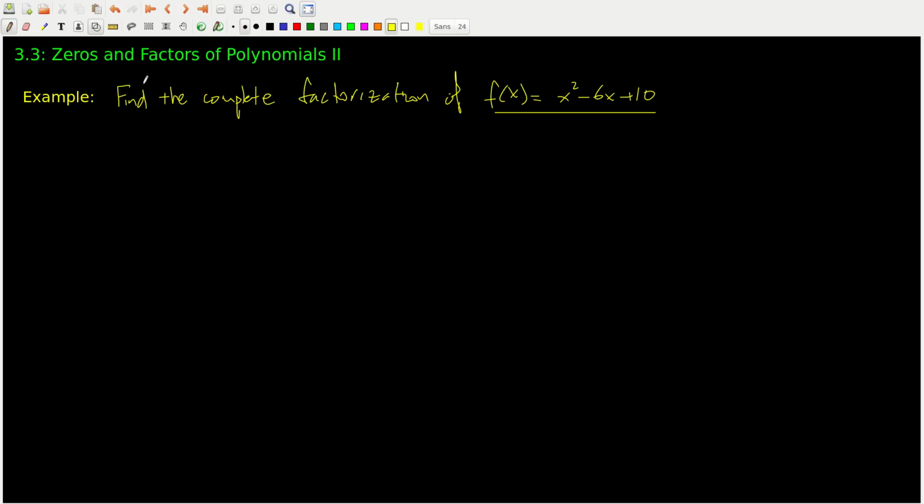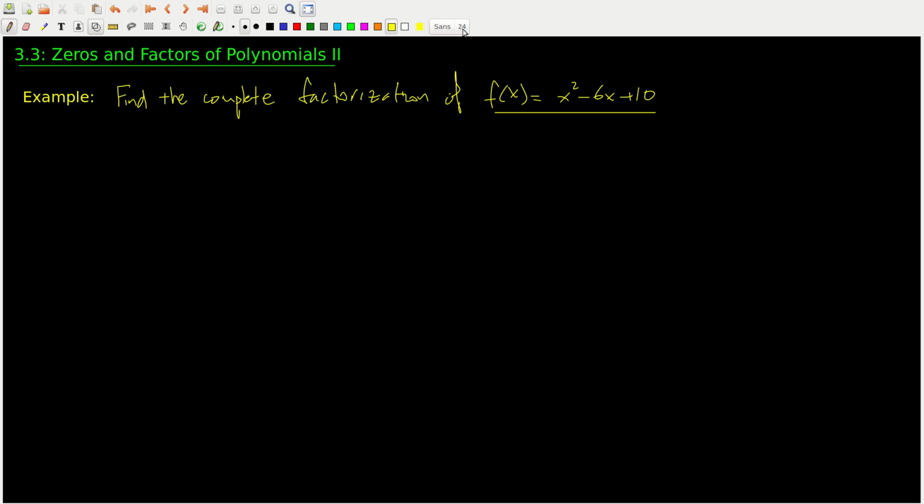G'day, today we're going to talk about the second part of section 3.3, the idea of zeros and factors of polynomials. And we're going to pick up from where we left off. Last time we discussed the factor theorem and the complete factorization theorem. And we looked at the fundamental theorem of algebra. And if you remember, the fundamental theorem of algebra told us that every polynomial of degree n has n zeros.